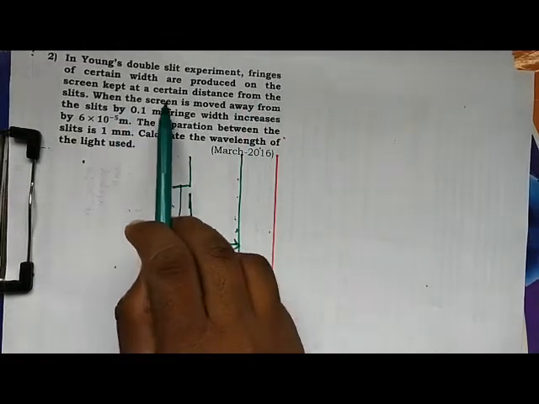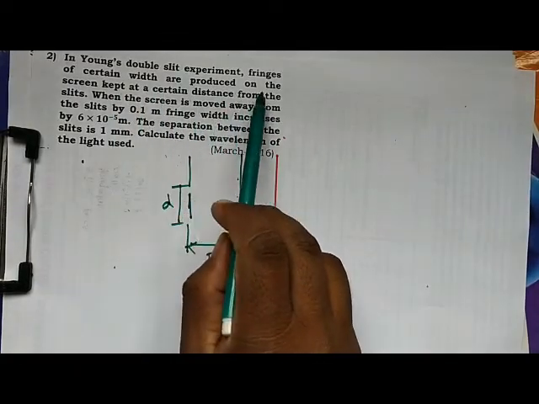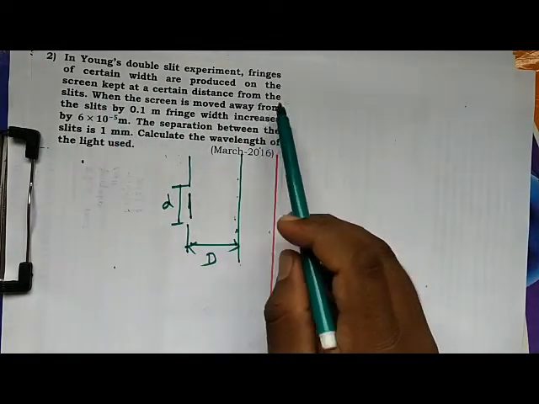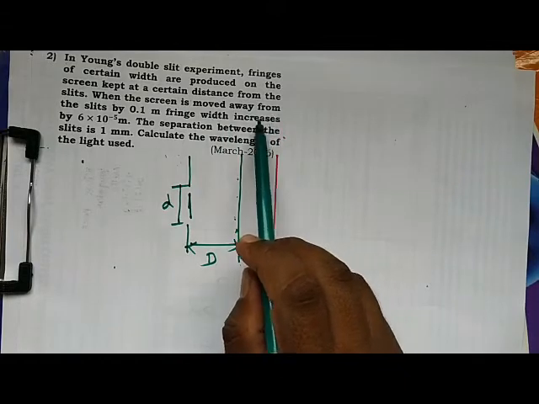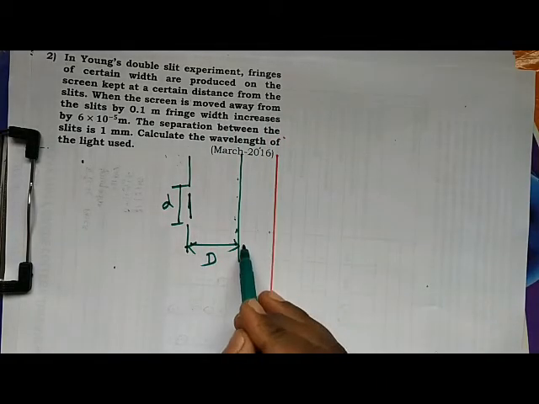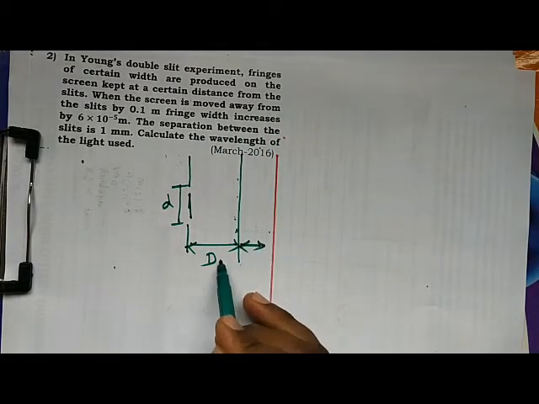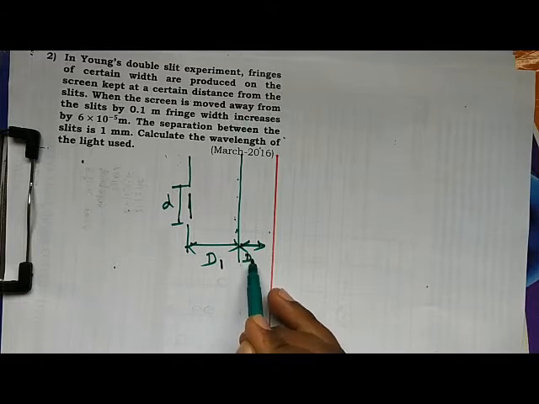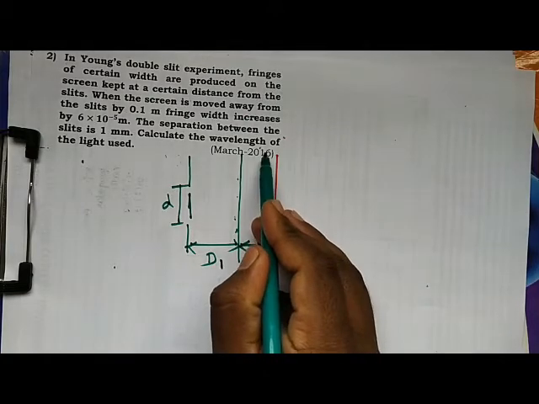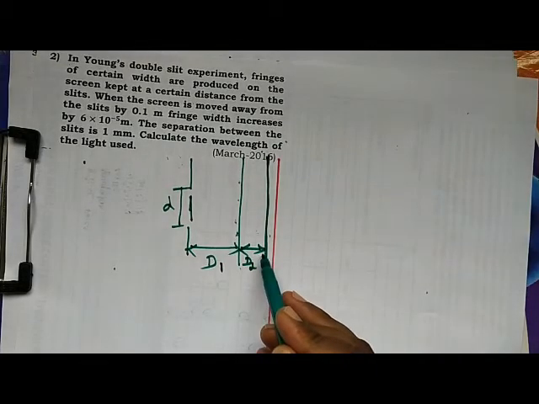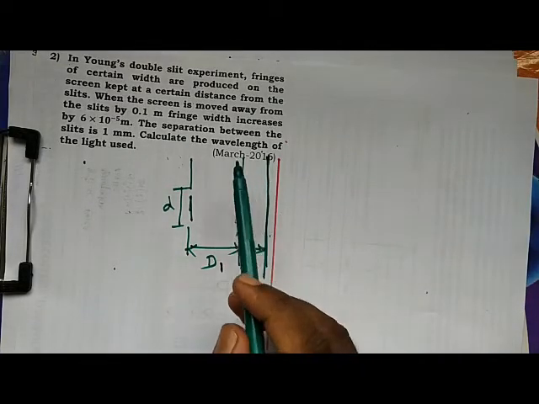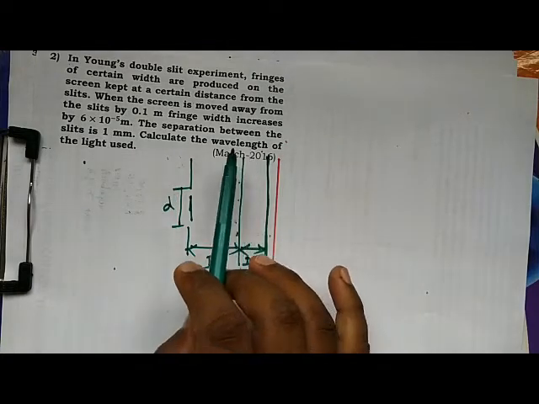So now he is saying that fringes of certain width are produced on the screen, kept at a distance from the slits. When the screen is moved away from the slits, once again this is the same motion. The screen is moving. Initially you take d1, and the changed position of the screen you take as d2. So when it is shifted from d1 to d2, the fringe width increases.